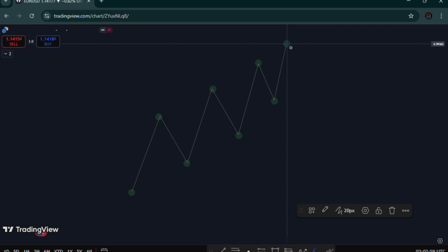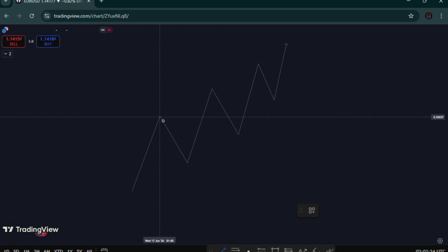Looking at this market structure in this scenario, we can say that we are bullish, and understanding the direction of the market is one of the key essential things to every trader, by you trading along with the trend.